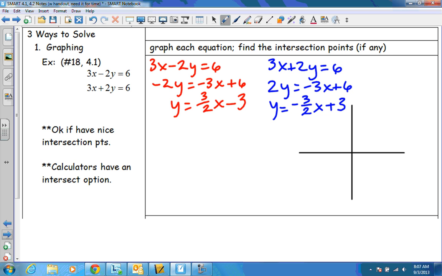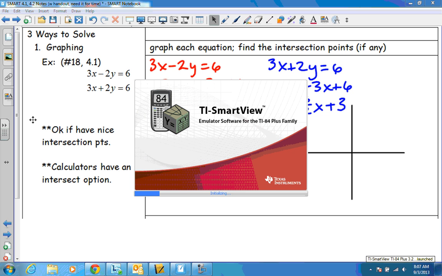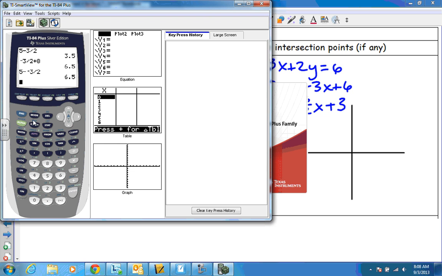Goodness gracious. I should get a 10-degree. And then on your calculator, I want you to graph them as well. And we're going to talk about something on the calculator too.